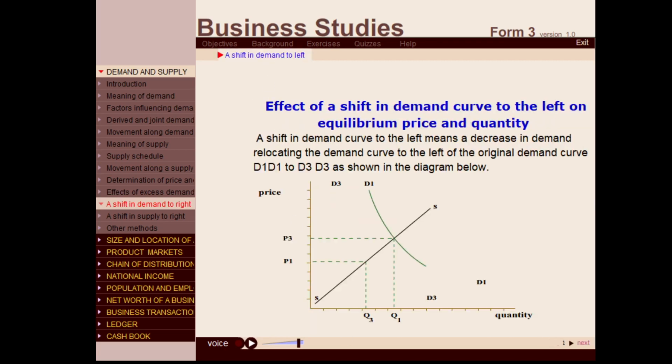Effect of a shift in demand curve to the left on equilibrium price and equilibrium quantity. A shift in demand curve to the left means a decrease in demand, relocating the demand curve to the left of the original demand curve D1, D1 to D3, D3 as shown in the diagram below.